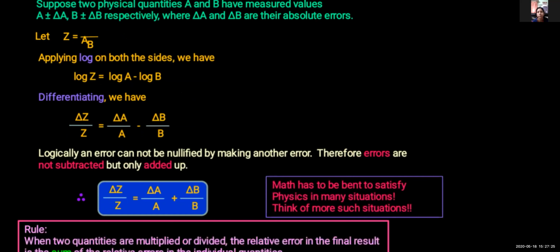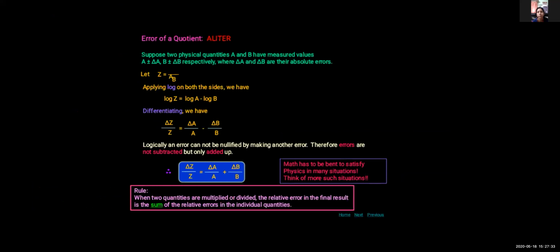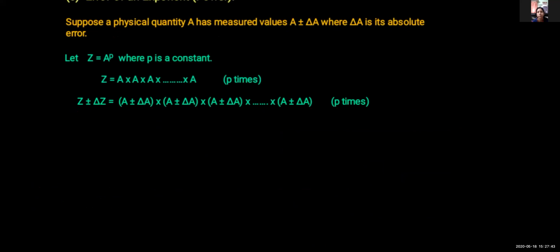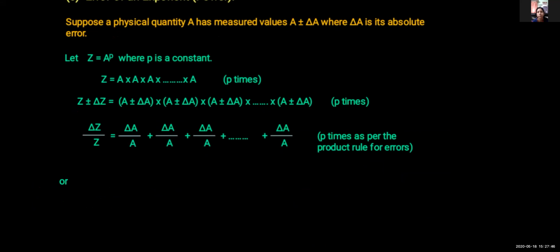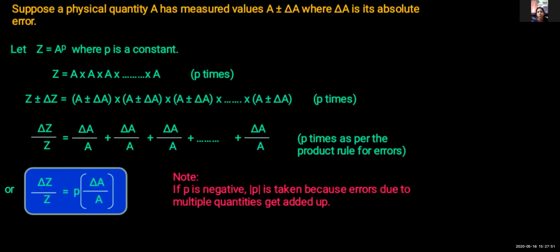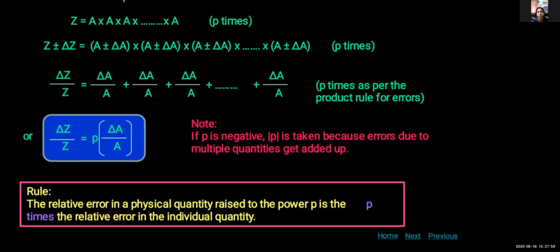So when two quantities are multiplied or divided, by the rule, the relative error in the final result is the sum of the relative errors in the individual quantities. So I hope these points are clear to you. We have already discussed the error in exponent power, which is given by delta Z upon Z equal to P delta A upon A. P is taken as positive because error due to multiple quantities gets added up. So the relative error in a physical quantity raised to the power P is P times the relative error in the individual quantity.